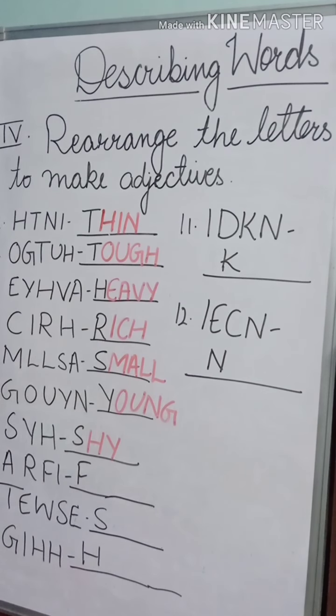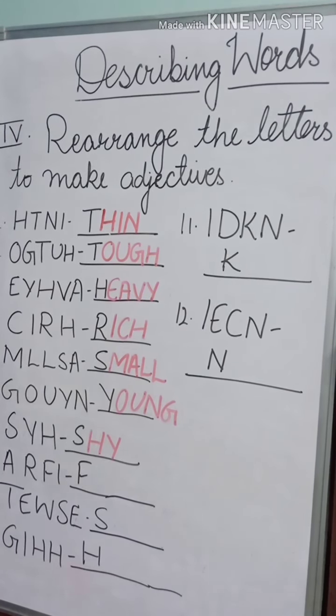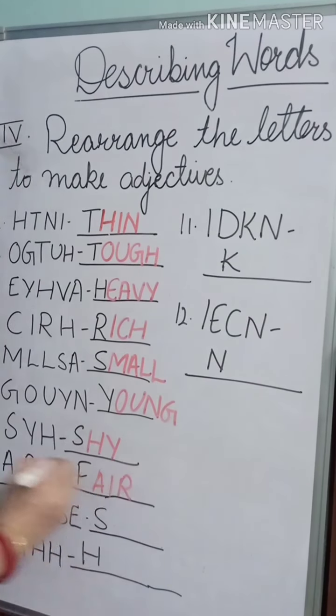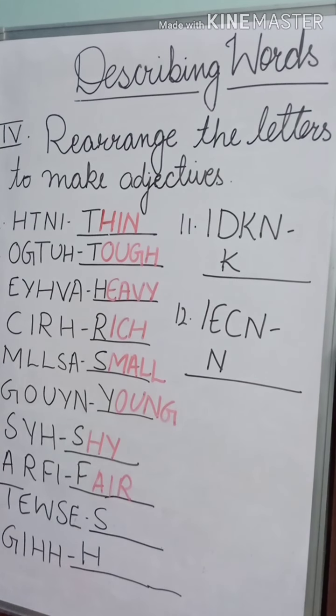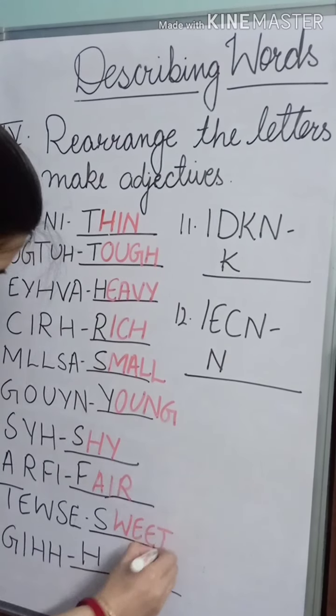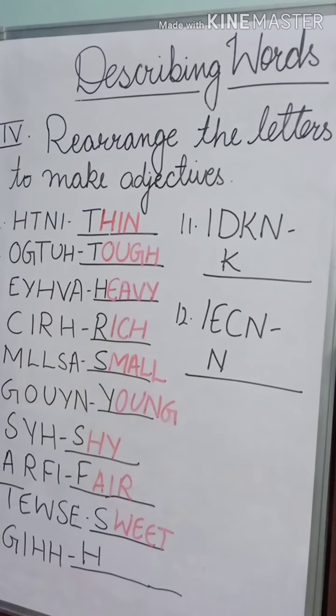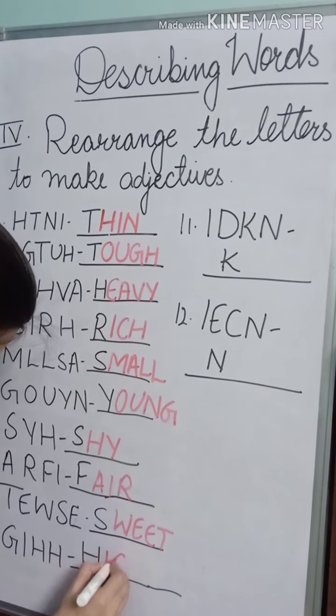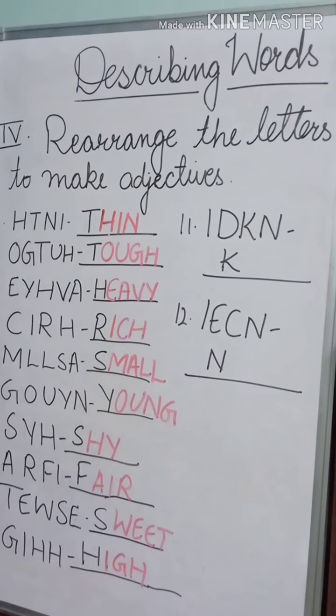Next. A-R-F-I. And it begins with F. So it's F-A-I-R. Fair. Next one. T-E-W-S-E. And it begins with S. So it must be S-W-E-E-T. Sweet. Tenth. G-I-H-H. And it begins with H. So let's rearrange. H-I-G-H. High.